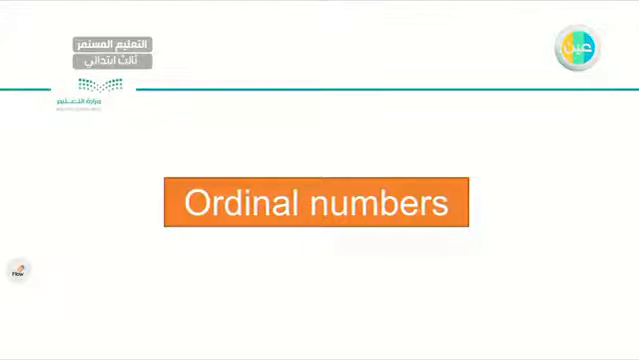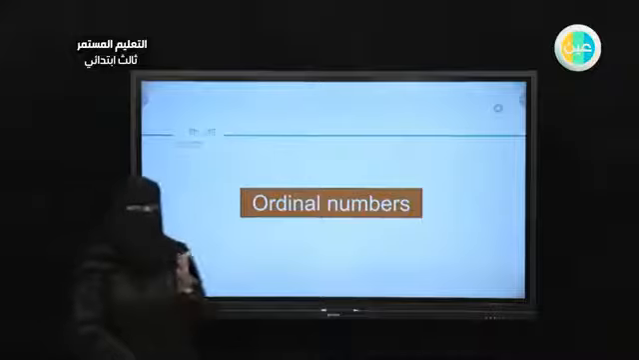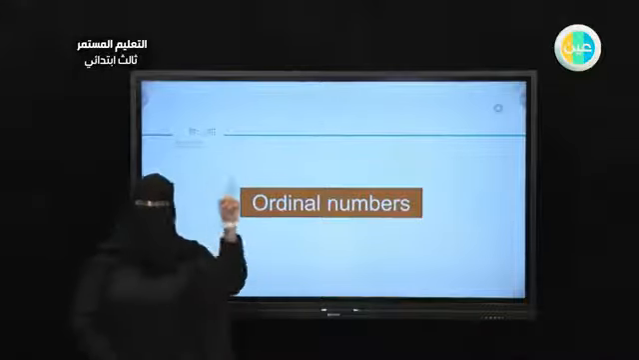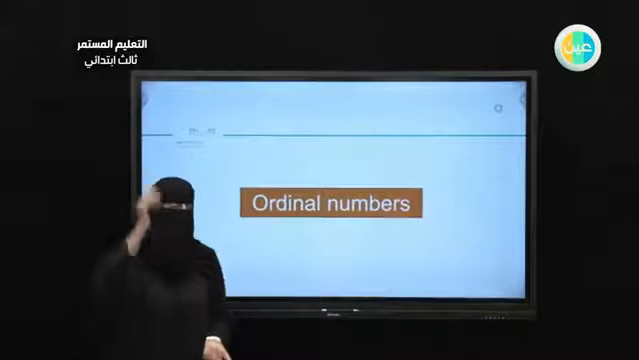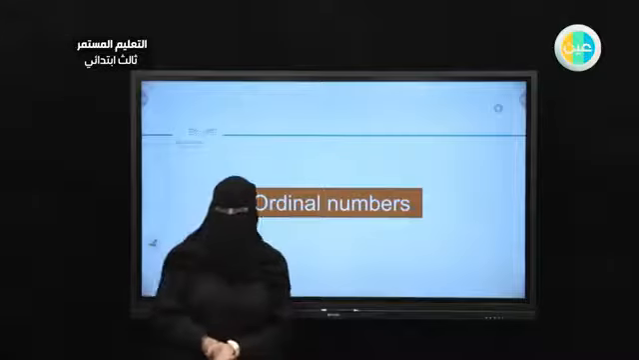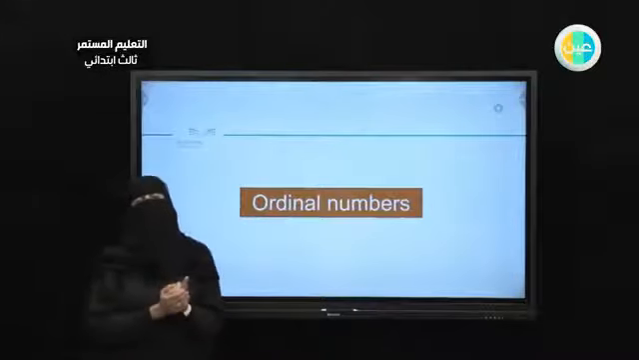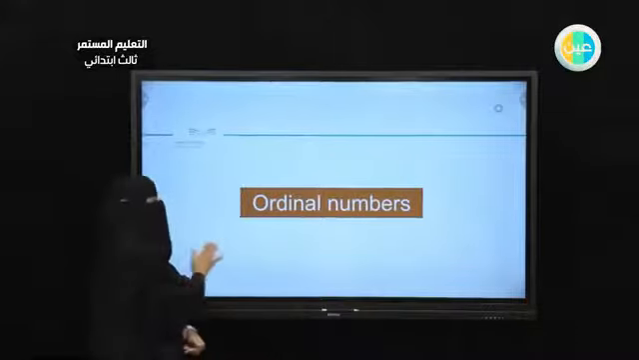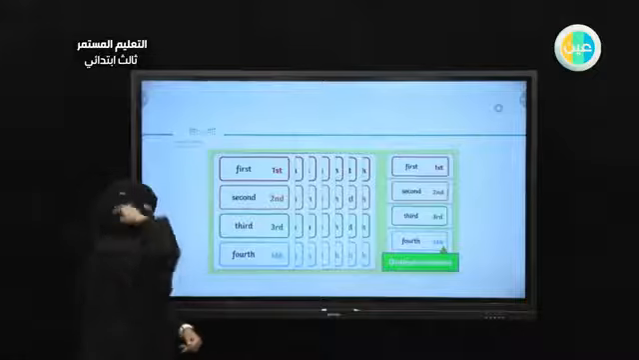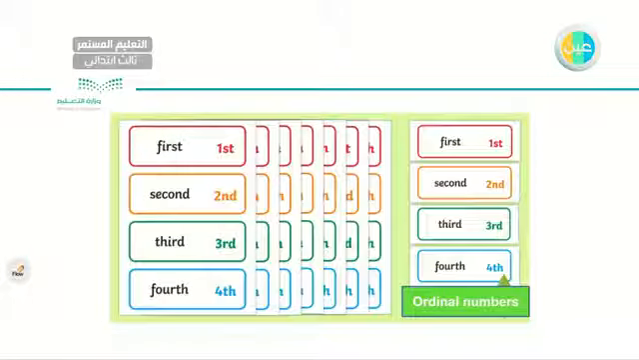Before we go to the books, I need to introduce some new numbers to you. We already know the numbers starting from 1, 2, 3, 4, 5, 6, 7, 8, 9, 10. We call these cardinal numbers, okay? Today I will introduce something that is called ordinal numbers. What do we mean by ordinal numbers? Let me show you a picture. We already know number 1, 2, 3, and 4. But the ordinal numbers, we will start with first, second, third, and fourth.